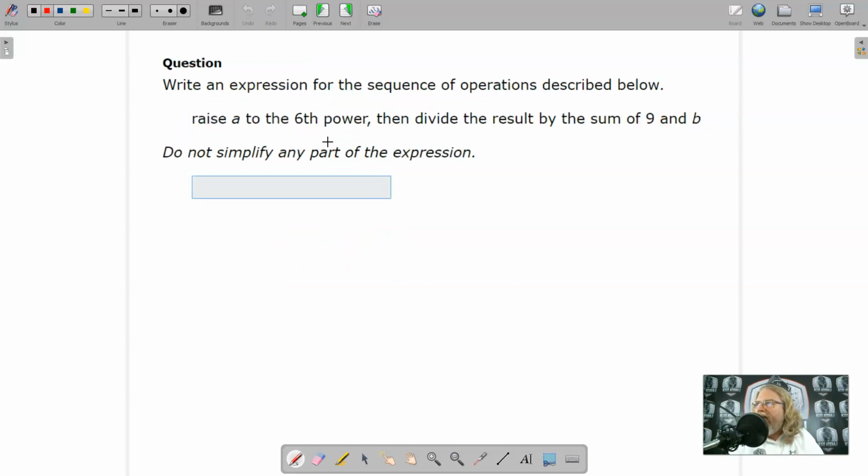Raise a to the 6th power. Divide the result by the sum of 9 and b. All right. So let's raise a to the 6th power. A raised to the 6th. Divide the result. So what's being divided is the numerator. So we need something at the bottom here. Divide the result by the sum of 9 and b.